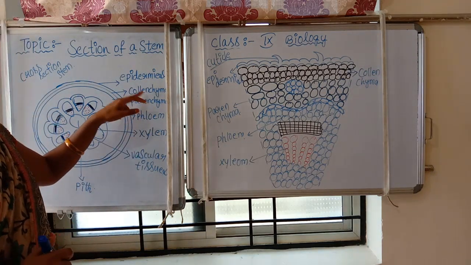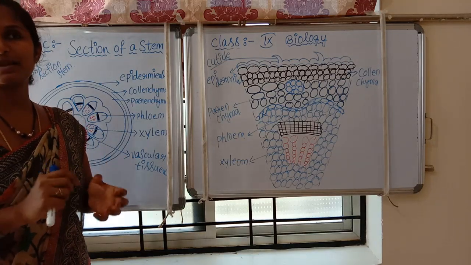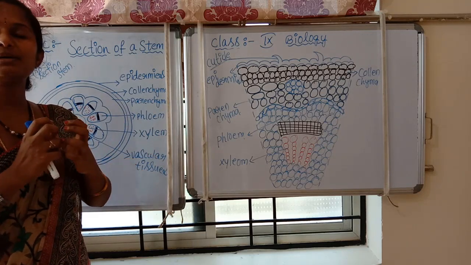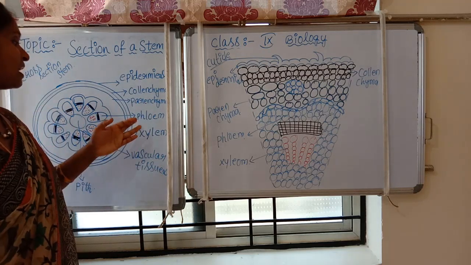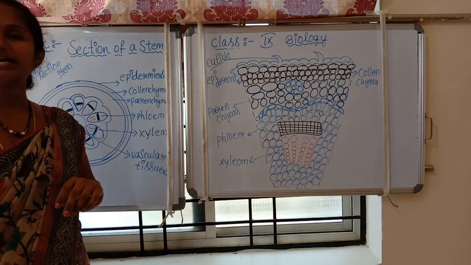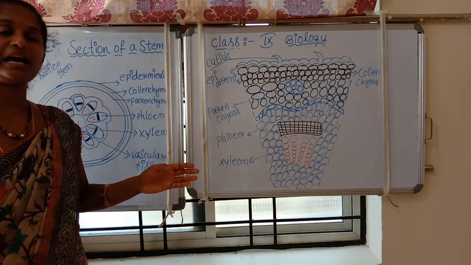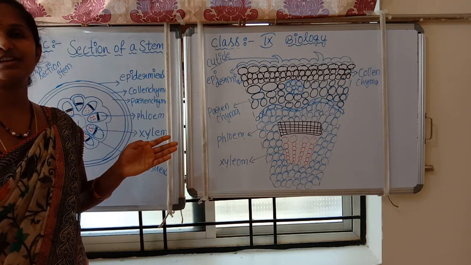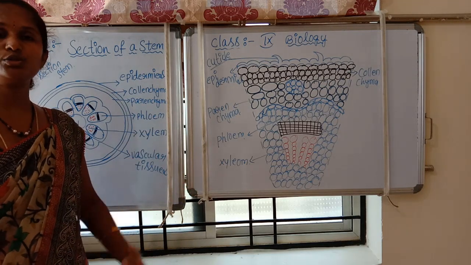And next, collenchyma is helpful for the flexibility of the plant to bend here and there. The collenchyma cells are elongated and have elasticity. And next, phloem and xylem are the vascular tissues. Xylem is helpful for the plant to pass the water, and phloem is helpful to pass the food material and nutrients from root to tip.